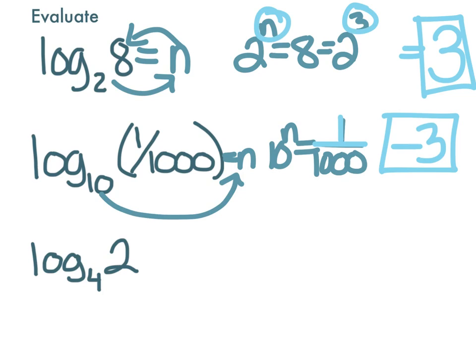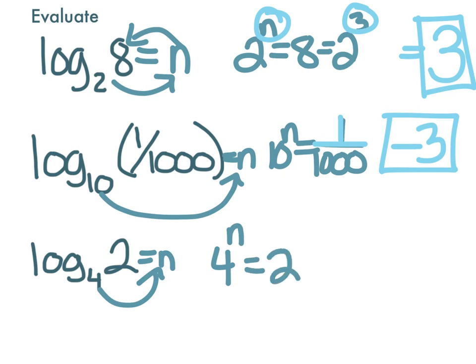Okay, log base 4 of 2. So I'm saying 4 to what number would give me 2? I don't know. I can't raise 4 to something and get 2, but yes, you can because the square root of 4 is 2. So if I raised 4 to the 1/2 power, that's taking the square root of 4, that would give me 2. So therefore my n is 1/2.